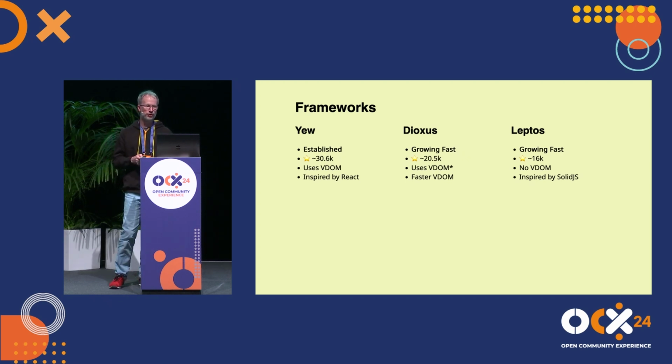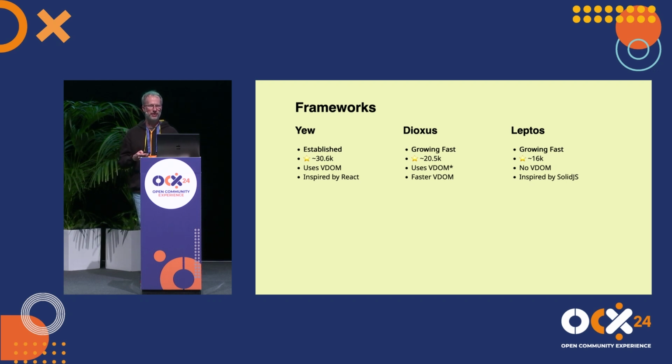So there is Yew, or Jew. I'm not sure how this is pronounced correctly. It's an established framework. It's slower when it comes to releases, which may be good for you or maybe not. It uses the idea of a virtual DOM, and it's heavily inspired by React.js. On the other side, we have Leptos. Leptos is growing fast. It has pretty many releases. It's using Rust nightly features, which if you use Rust, you might know what that means, and you might not like that. It is more inspired by Solid.js, so it works a little bit differently, and it is actually pretty fast.